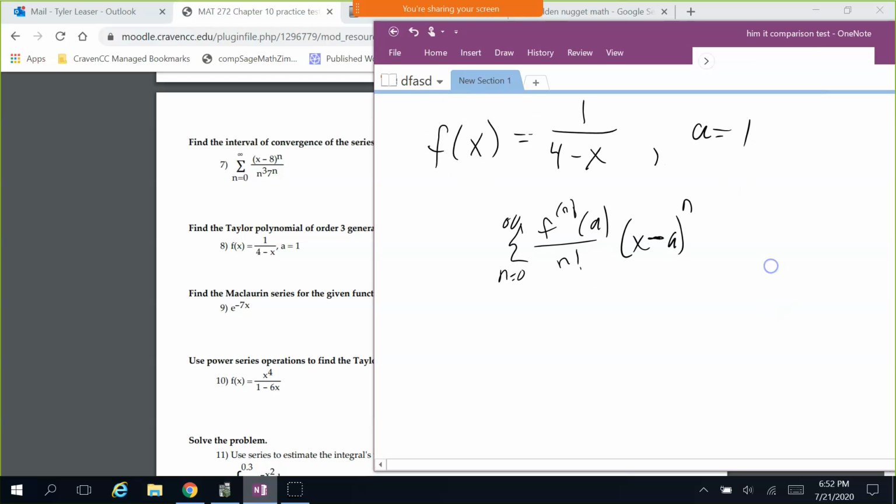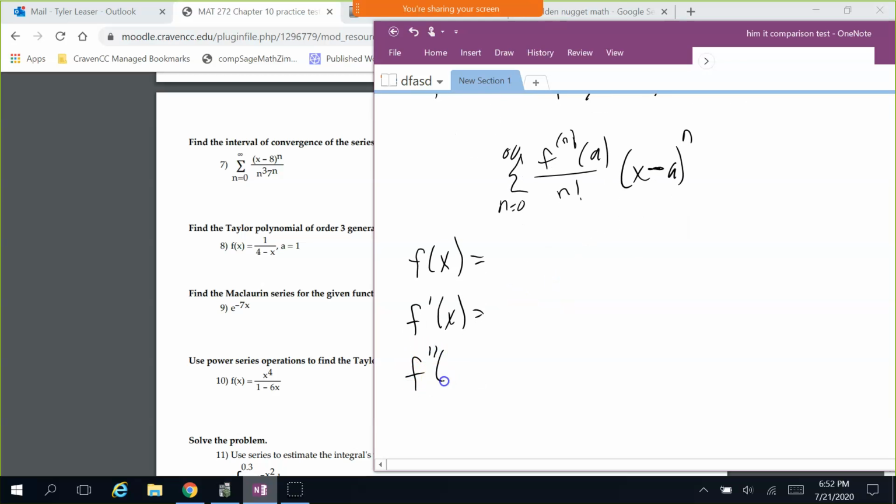Okay, if we are going to order 3, that means that we have to have at least up until the third derivative of our function to figure out what our coefficients are going to be. Our function is this 1 over 4 minus x. I'm going to think about this as 4 minus x to the negative 1, just because that'll help me do some derivatives. Another thing that we need to do is plug in 1 into each of those. We'll do that after we find the derivatives.